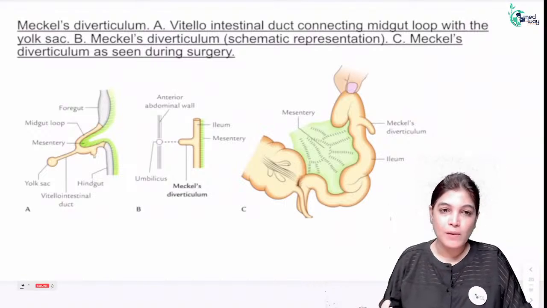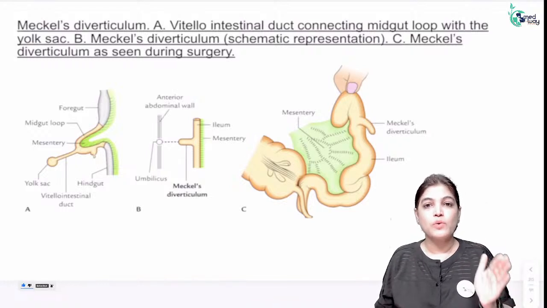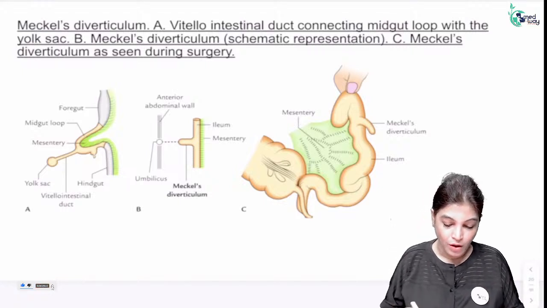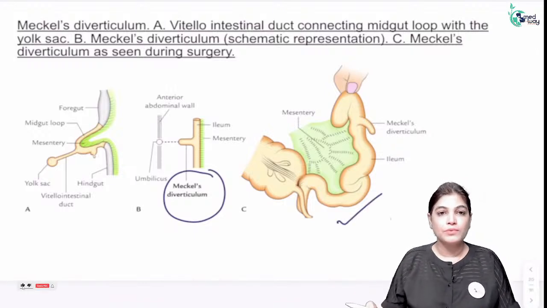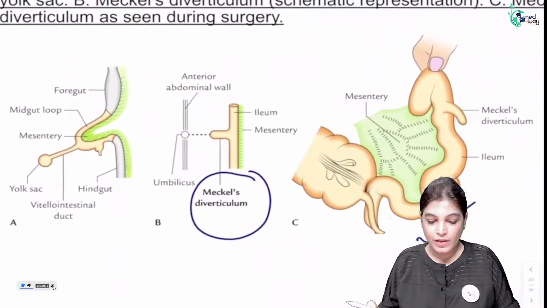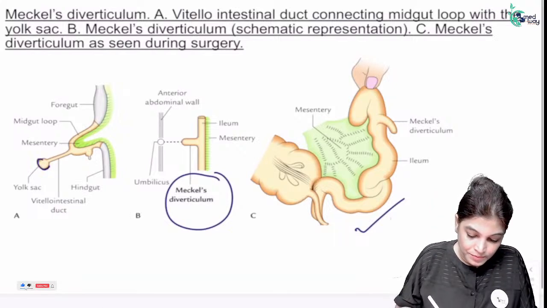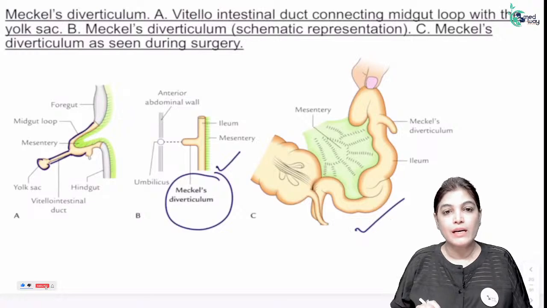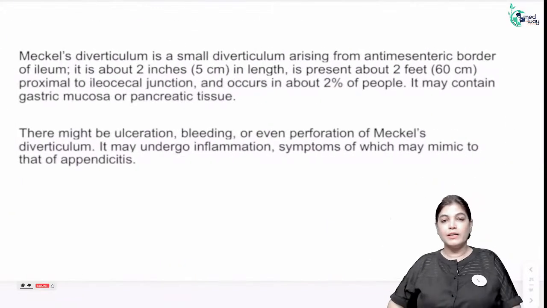Now a rule of two is also applied here. Three images have been shown to you. The first image is showing the vitello-intestinal duct and how it is connecting the midgut loop to the yolk sac. The other is showing Meckel's diverticulum, and the third image is showing the image after the surgery being performed. If I slightly enlarge this, you can appreciate the yolk sac connected by the vitello-intestinal duct to the apex of the midgut loop. Now, if a part of it is not obliterated completely, it will lead to the condition of Meckel's diverticulum. So for Meckel's diverticulum, signs and features, a rule of two is applied.